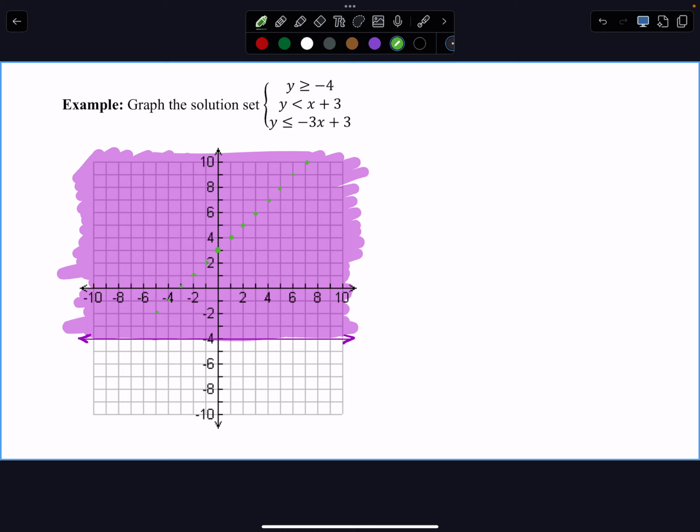Now, the biggest thing with graphing these systems of inequalities is making sure it's clear to me where the solution set actually is, which I'm not doing the greatest job of right now.